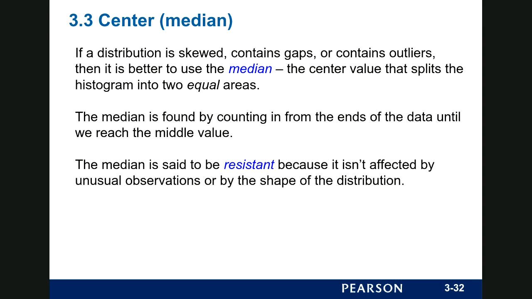So previously when we did mean, we said it's a unimodal symmetric distribution. But what if your distribution is skewed, or you have gaps, or you have outliers? Then it might be better to use the middle value, the median, because it splits the histogram into two equal areas. So the median is found by counting in from the ends of the data until you reach the middle value. Okay, pretty simple. When you're dealing with 5 observations, you know it's that middle observation.